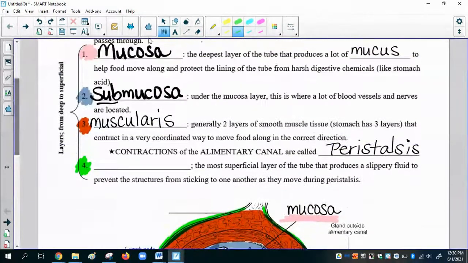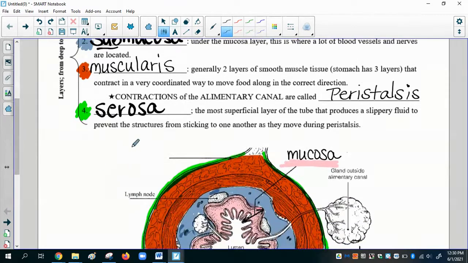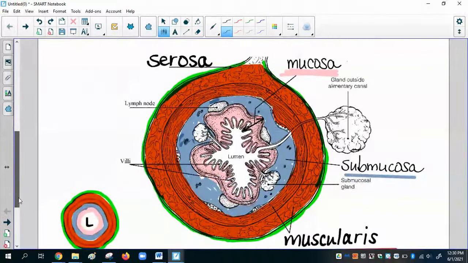That green layer is called the serosa layer. And the purpose of that layer, it produces a fluid that allows the different parts of the tube, as they move, right, with muscular contractions, to slip and slide past one another because it's all coiled up in there. And we don't want them sticking to one another. So serosa layer makes a fluid that makes them slippery, so they just slip and slide past one another.